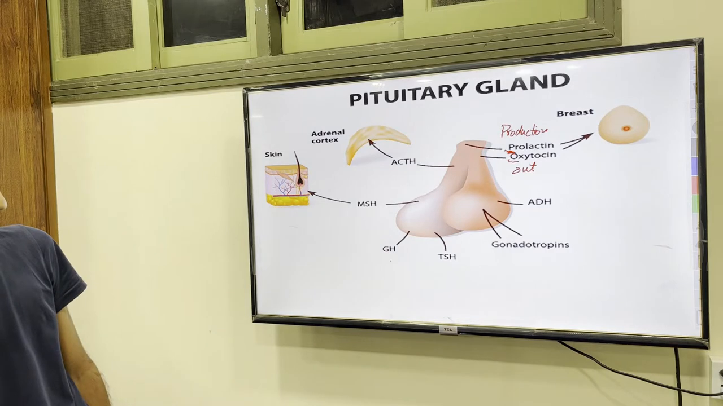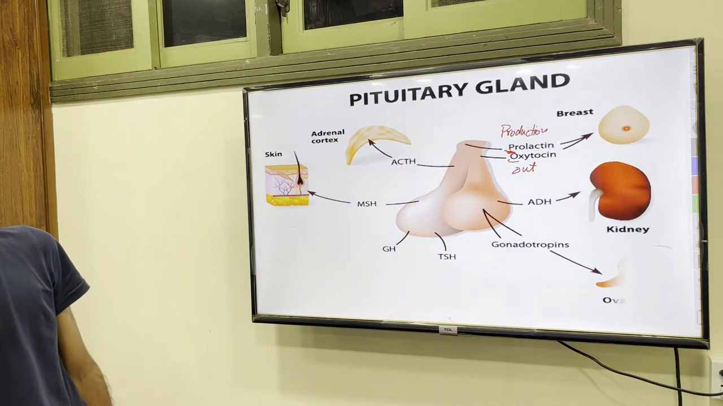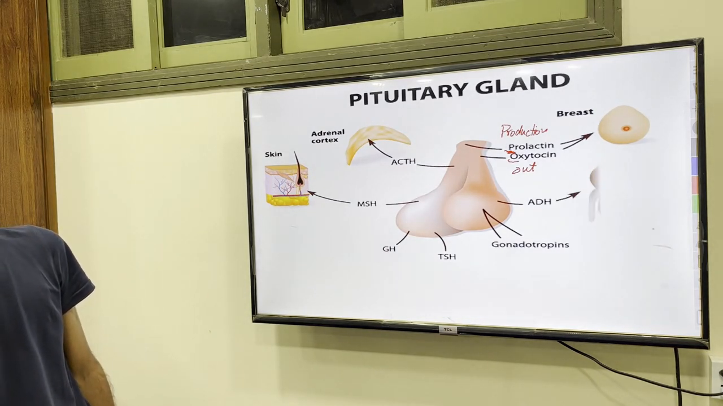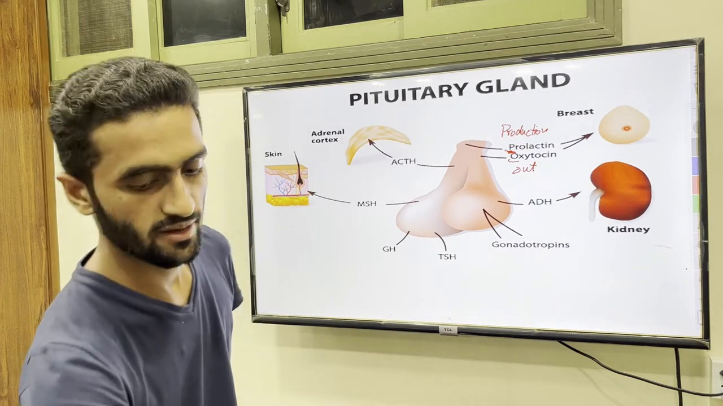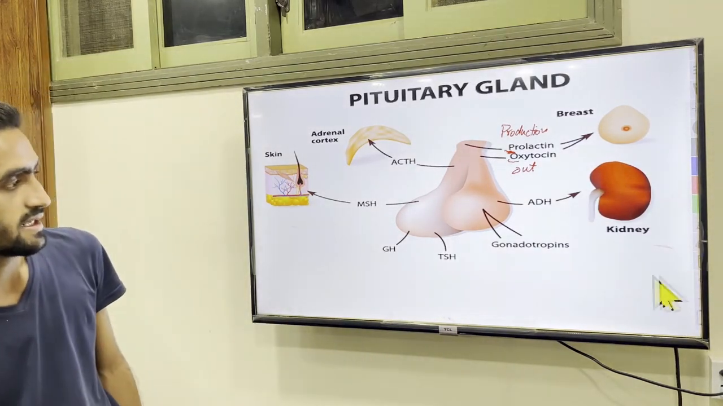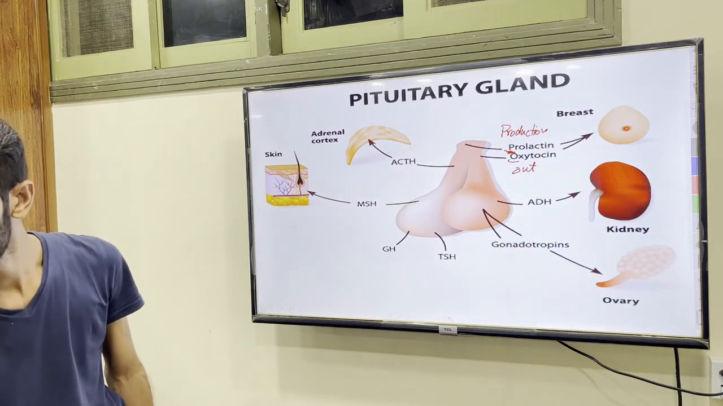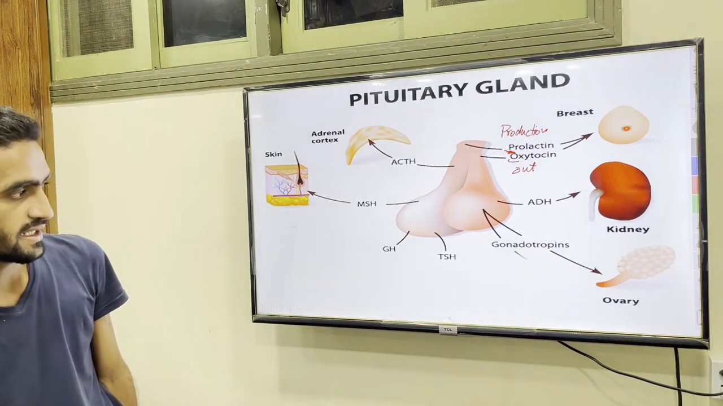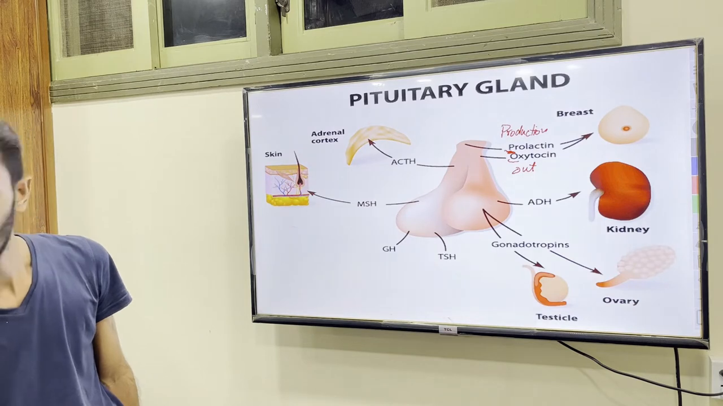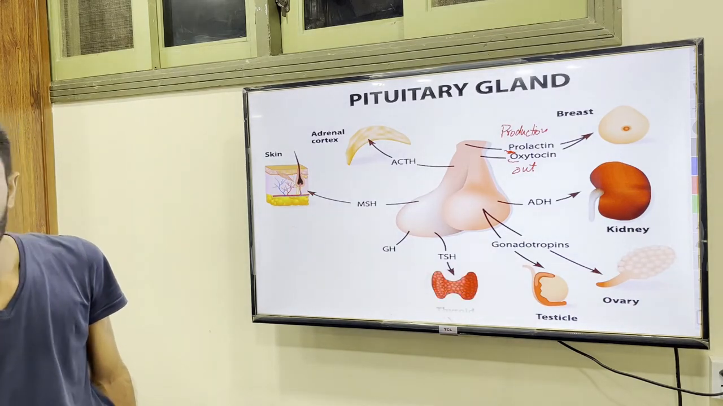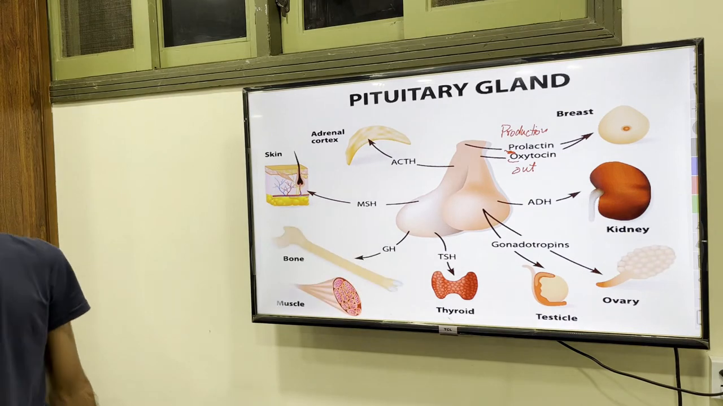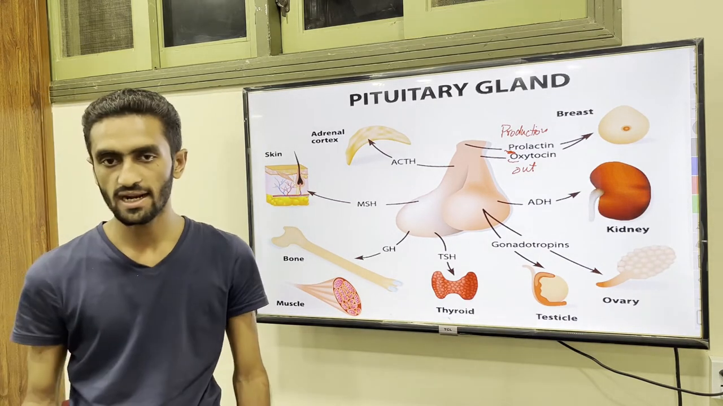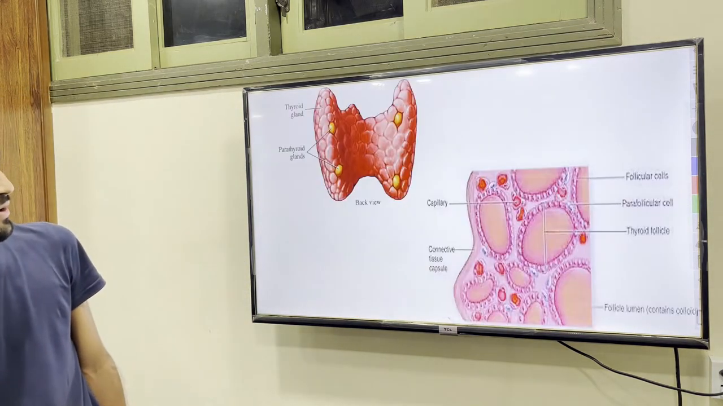And the growth hormone and the ADH, which is going to the kidney and regulating your water absorption, and the other is the gonadotropin going to the ovary and the testicles, and the TSH going to control the thyroid hormone secretion, and the growth hormone acting on the bone and muscle throughout the body.